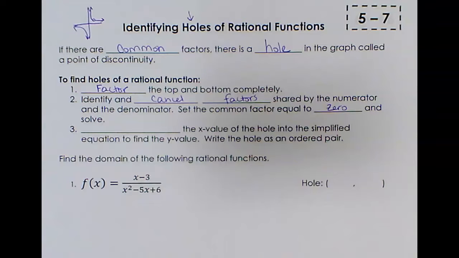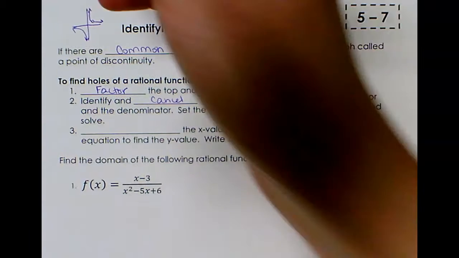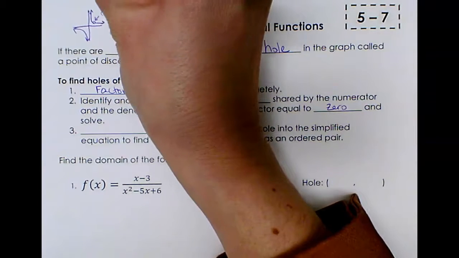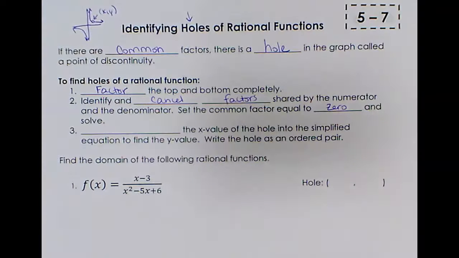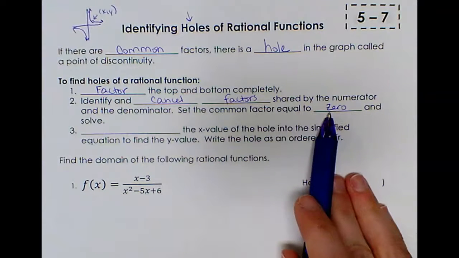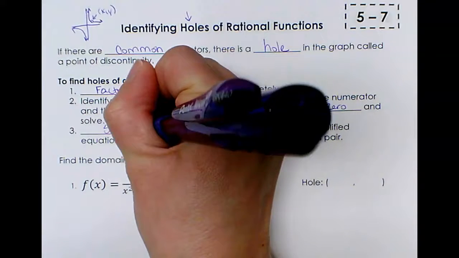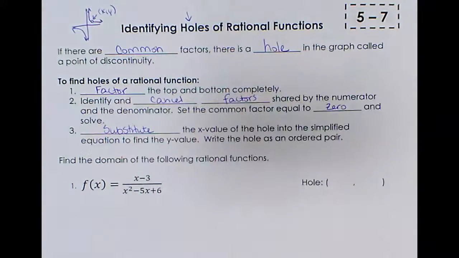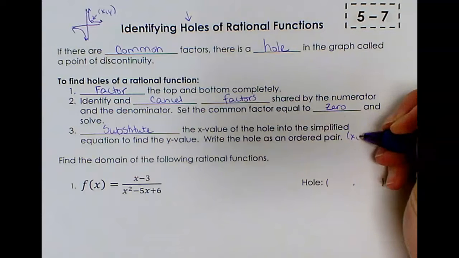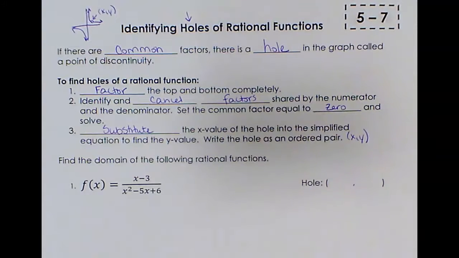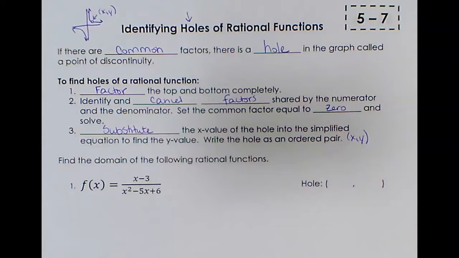Once you do that, because a hole is a point, it's an x and a y value, you'll get the x value when you set the common factor equal to 0, but then you have to substitute that x value of the hole into the simplified equation so that you can get the y value that goes along with it. And then you just write the hole as an ordered pair, x comma y. So it seems more complicated than it actually is. We have 3 problems to practice with today, and then there is an assignment.